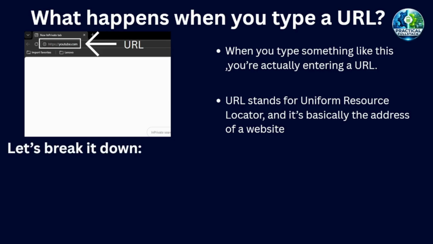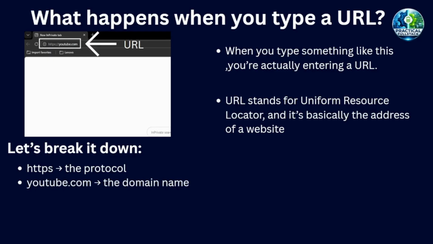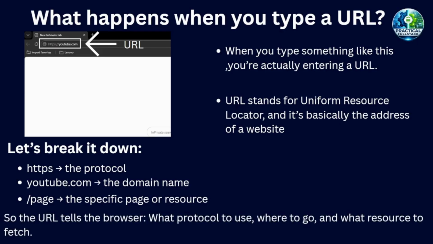Let's break this down. A typical URL has three main parts. First, the HTTPS, that is the protocol. We'll learn more about this in the upcoming videos. It defines how communication should happen. Second, the domain name, here youtube.com, which identifies the website. And third, the specific path, like /page, which points to a particular page or resource on that site. So the URL tells the browser exactly what protocol to use, where to go, and what resource to fetch.